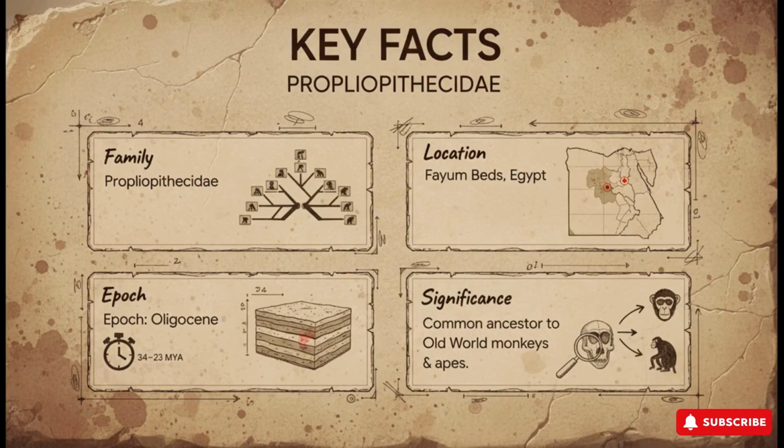All right, let's run through the key details. It's part of the Propleopithecidae family, found right there in the Fayum beds of Egypt, and it lived during the Oligocene. What's so cool is its morphology. It was this fascinating mix. It was a slow-moving, tree-dwelling quadruped with a body like a monkey, but its teeth, its dental formula, was like that of later apes. The significance here is huge. It's our best candidate for a common ancestor to all Old World monkeys and apes.